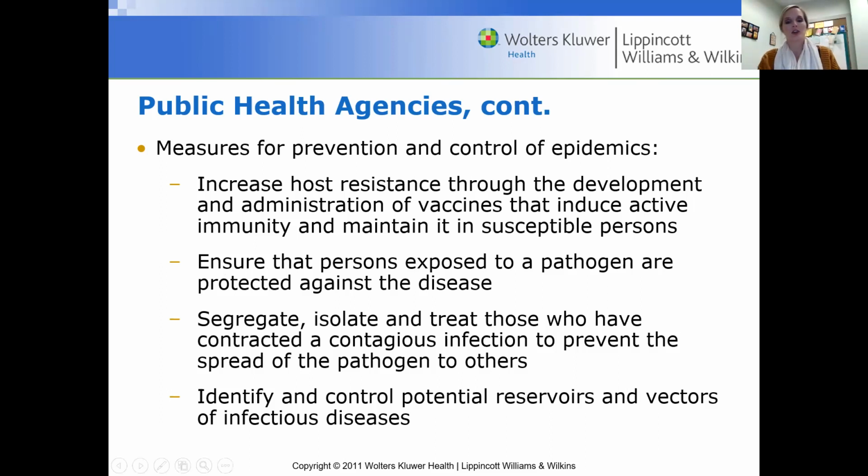And then to identify and control potential reservoirs and vectors of these infectious diseases, so that when these infectious diseases do start to spread, we can advise the public what they need to stay away from and what they need to be careful of.